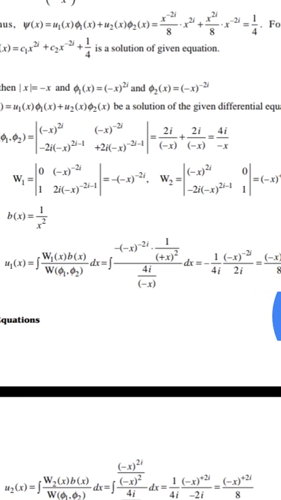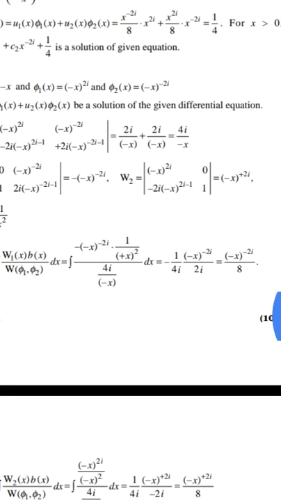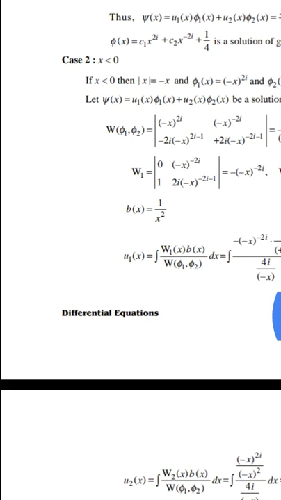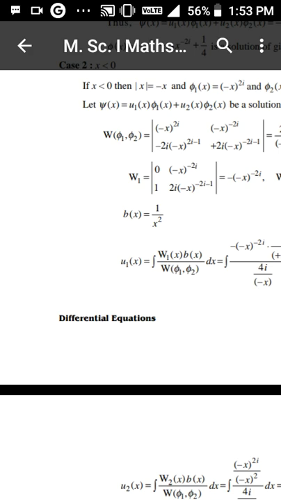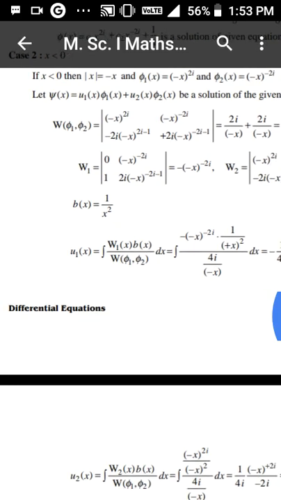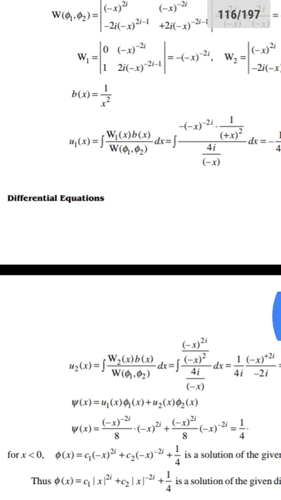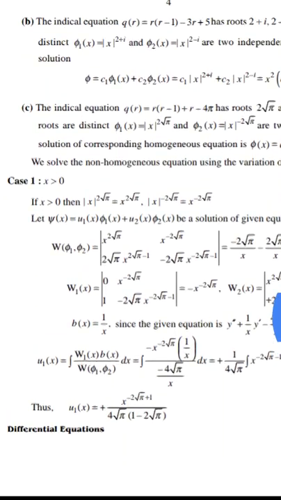w2 is equal to the determinant of minus x to 2i, 0, 2i minus x to 2i minus 1, 1, which is equal to minus x raised to 2i. p of x equal to 1 by x squared. u1 of x equal to w1 of x p of x divided by W of phi 1 phi 2 dx is equal to, and so on. This is the solution.